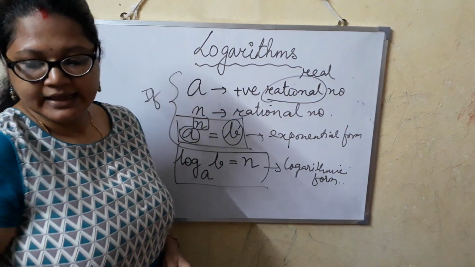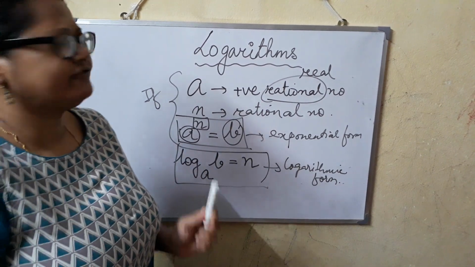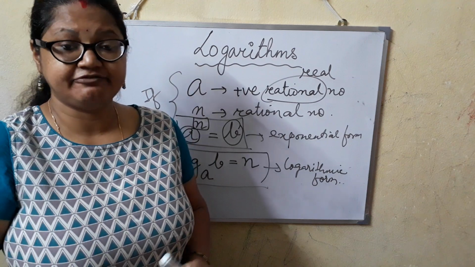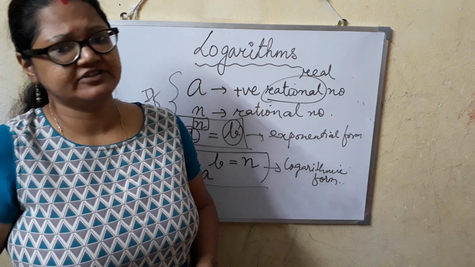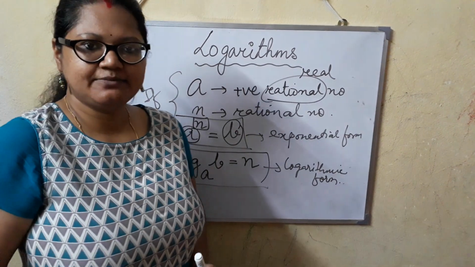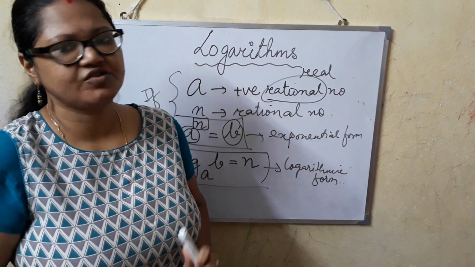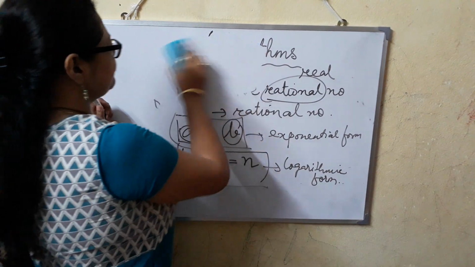Okay. Now there are certain rules of logarithms. We're going to learn a very few in the first exercise and a few more when we start with the second exercise. So for the timing today, we are going to learn just a few rules that are required to solve the sums from the first exercise. Let's see what are those.